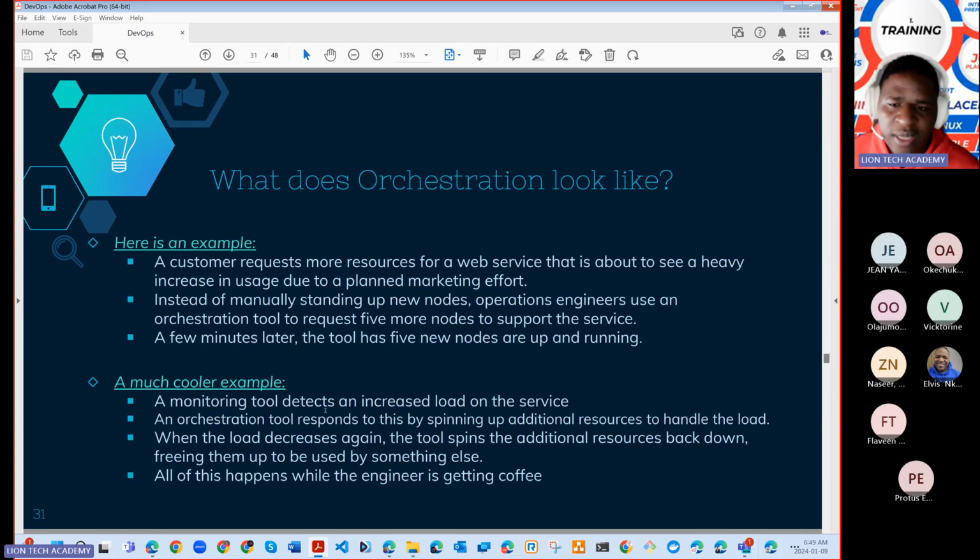Okay, so here's an example. A customer requests more resources for a web service that's about to see a heavy increase in usage due to a planned marketing effort. Instead of manually standing up new nodes, operating engineers use an orchestration tool to request 5 more nodes to support the service. A few minutes later, the tool has 5 new nodes up and running.